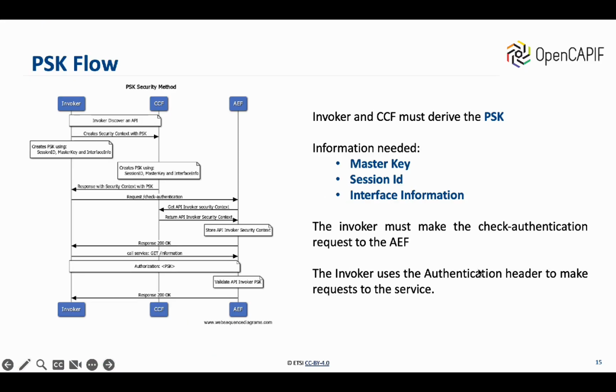In OpenCAPIF, when an API that supports PSK is published, an invoker can discover it and make a security context creation request to use it. From the request, the information needed to derive the PSK is obtained: the master key, the session ID, and the interface information. And both the invoker and the CAPIF core function should derive the PSK.